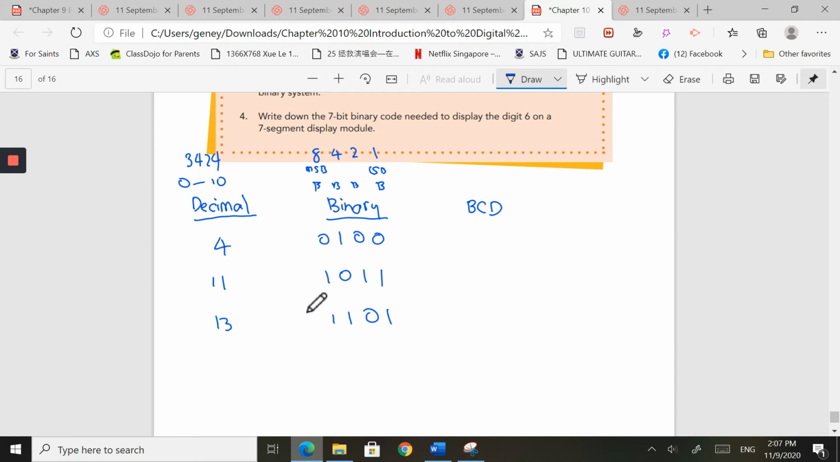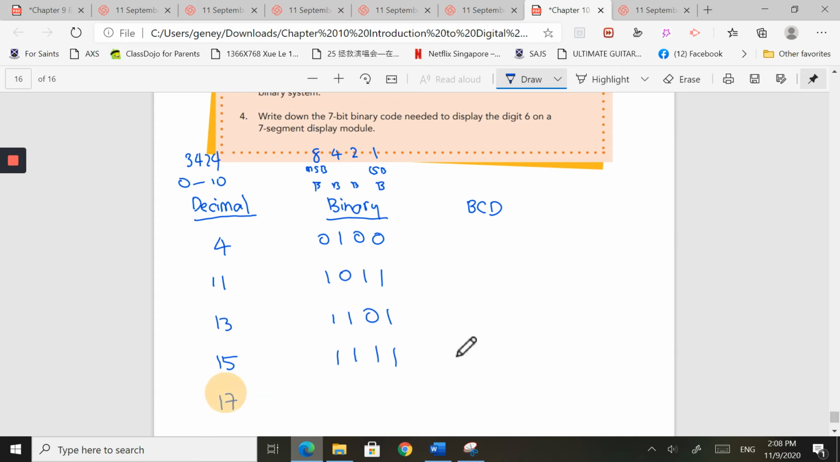Now, if you're wondering, wait a minute, what if I have 1, 1, 1, 1? It is very possible. What this means is that the decimal equivalent is 8 plus 4 plus 2 plus 1, which is 12 plus 2 is 14, 14 plus 1 is 15. So I have 15. Now, what if I want the number 17, for example?